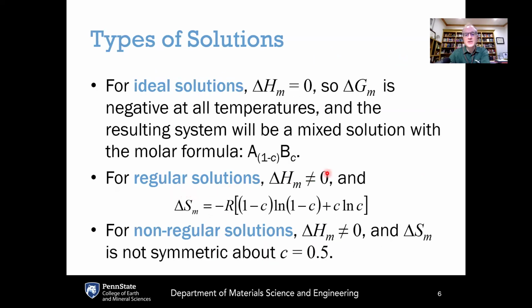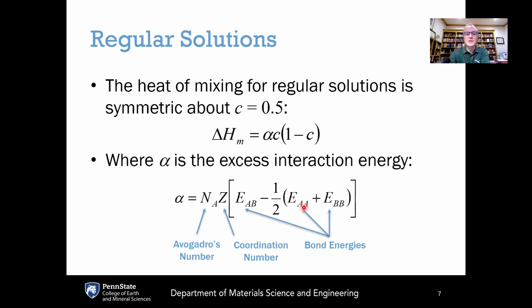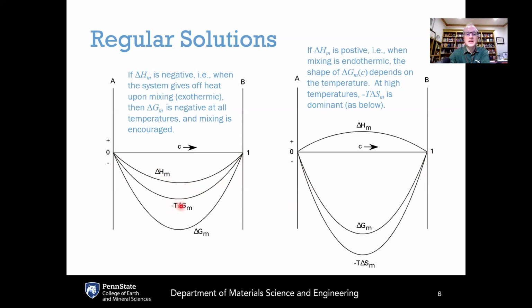The entropy of mixing is given by our Gibbs formula. This is also symmetric about C equals 1/2, but the shape is somewhat different because of the natural logarithms in this formula. And we know that the minus T times delta S sub m is always going to be negative, because the entropy of mixing is always positive, the absolute temperature T is always positive, and there's a minus sign out in front. So this means that the entropic contribution to the Gibbs free energy of mixing is also negative.